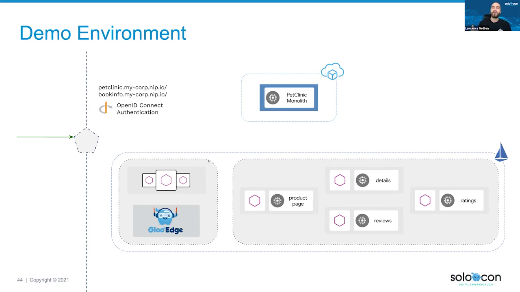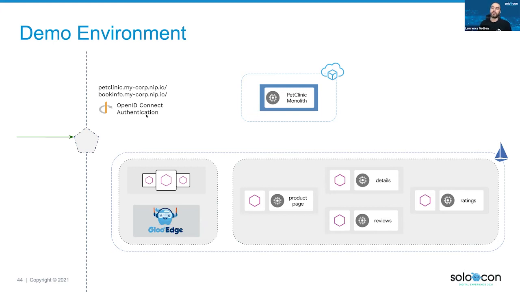And then we'll have a book info application, kind of the standard Istio sample app, which will be running in a Kubernetes cluster with Istio installed, obviously. And then we'll have Gloo Edge running in that same cluster, acting as our API gateway, or in this case, our edge gateway for the UIs. And then to demonstrate the edge functionality, we'll be using OpenID Connect to add an authentication layer at the edge through Gloo Edge. And we'll use that OpenID Connect authentication for both the pet clinic and the book info application.